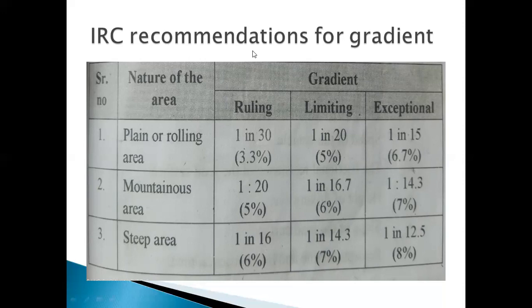Hope you all get these IRC recommendations for gradient, the types of gradients, and what is meant by gradient. Now see, in the previous lecture we had discussed the camber, types of camber and purpose of providing the camber. Then in this lecture we discussed the gradient, the purpose of providing gradient and the types of gradients. We just revise this gradient.